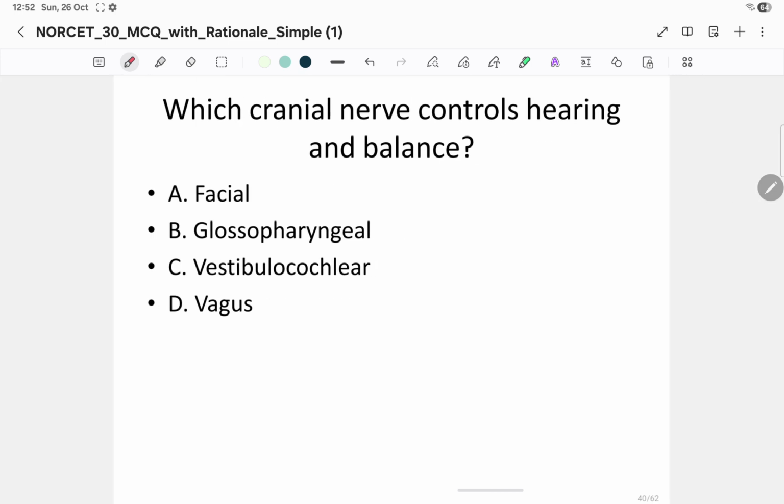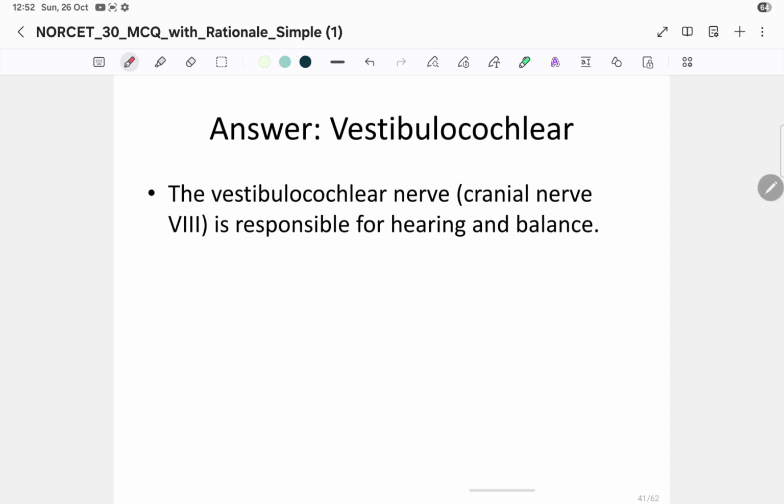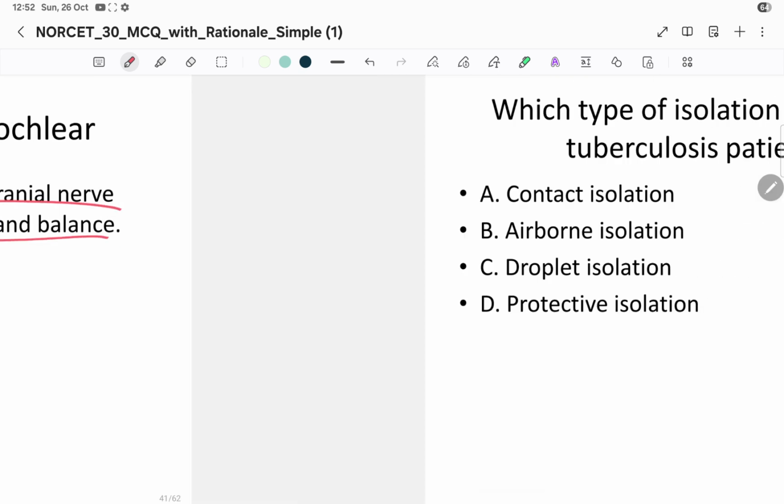Next question. Which cranial nerve controls hearing and balance? A. Facial. B. Glossopharyngeal. C. Vestibulocochlear. D. Vagus. And the correct answer is option number C. Vestibulocochlear. It is the cranial nerve number 8. Clear? The vestibulocochlear nerve, cranial number 8, is responsible for hearing and balance.